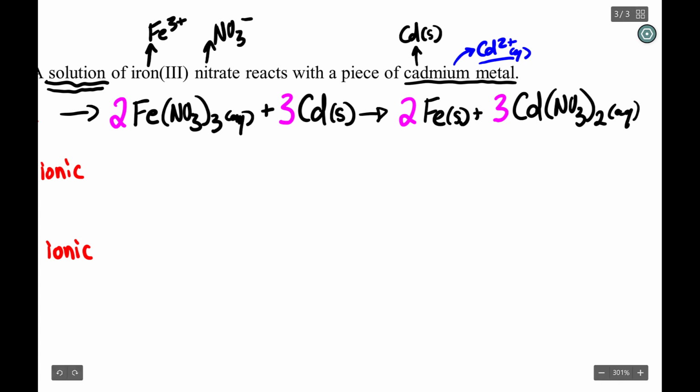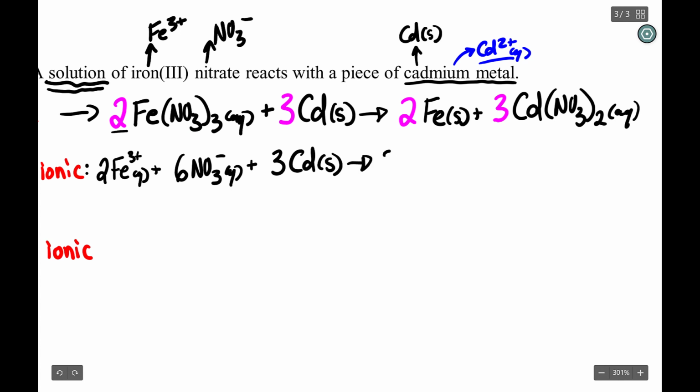For my full ionic, I'm going to have to split the ionic solutions into their ions. So I have 2 Fe3+ aqueous plus 6 nitrates because I got 2 times 3. So 2 times 3 is going to give me 6 plus 3 cadmium solids are turning into 2 iron solids plus 3 cadmium 2+ aqueous plus 6 nitrate ions aqueous.